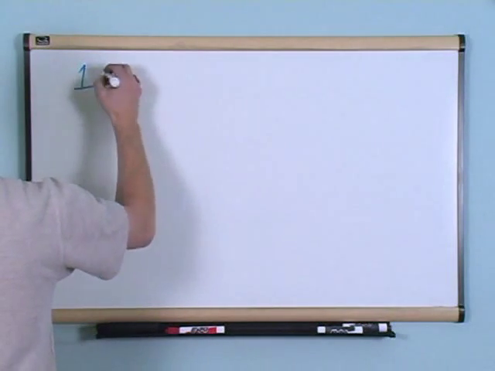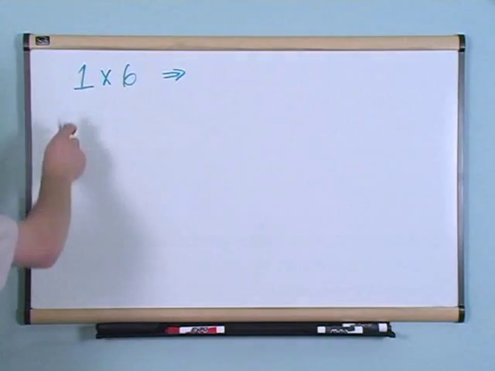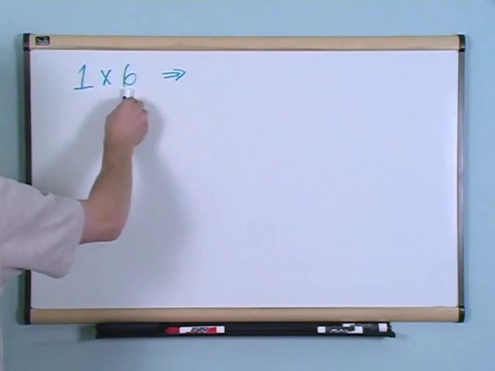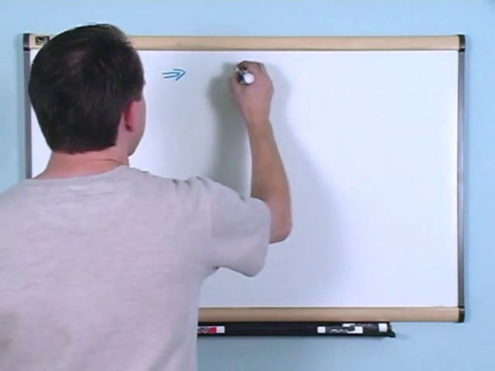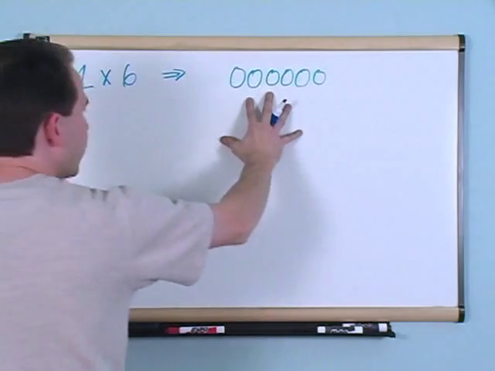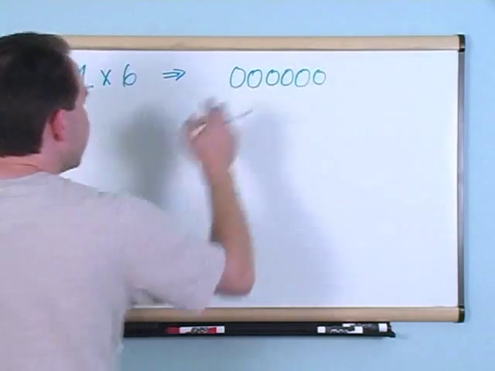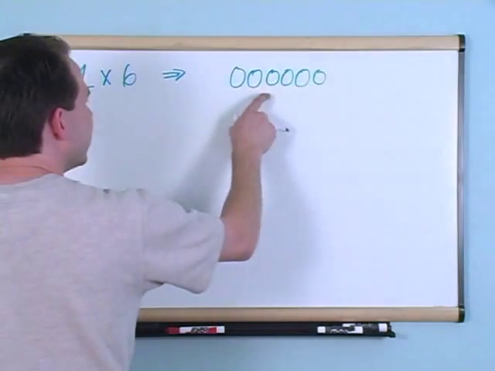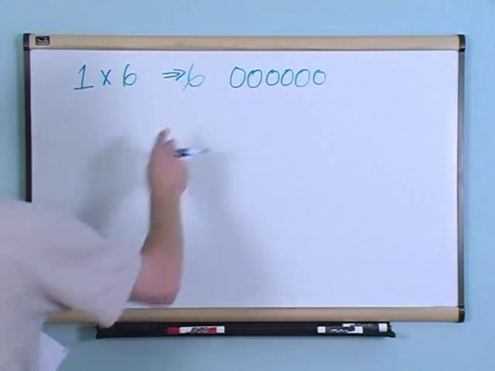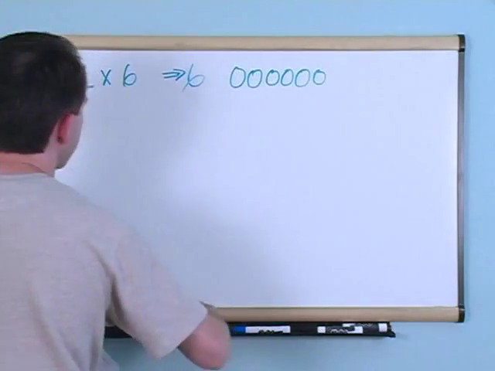What if you had a problem like 1 times 6, okay? Well, what does that mean? Okay, that means one group with 6 things in each group. So what I'm going to have is 1, 2, 3, 4, 5, 6. Okay, I have one group, and in that one group, I have 6 things in that group. So 1 times 6 is 6. Okay, 1, 2, 3, 4, 5, 6. 1 times 6 is 6, and you'll just get the hang of that from your multiplication tables.